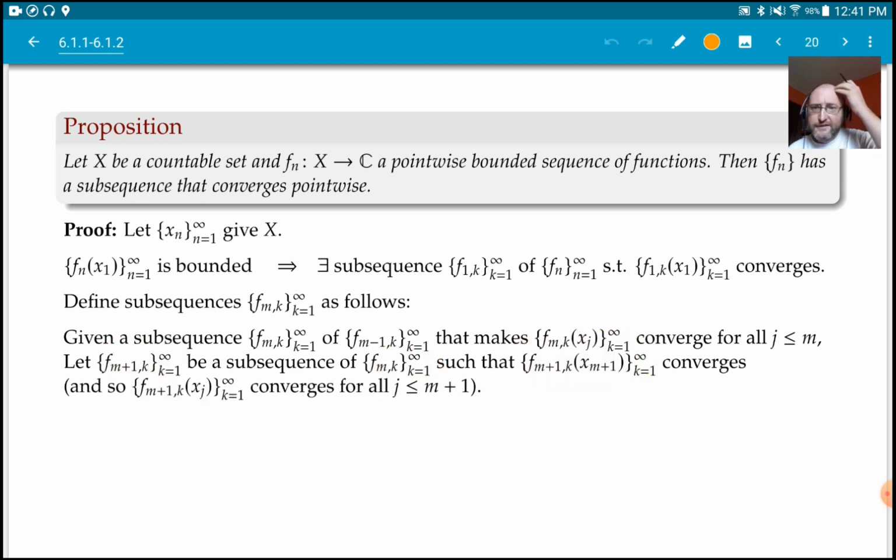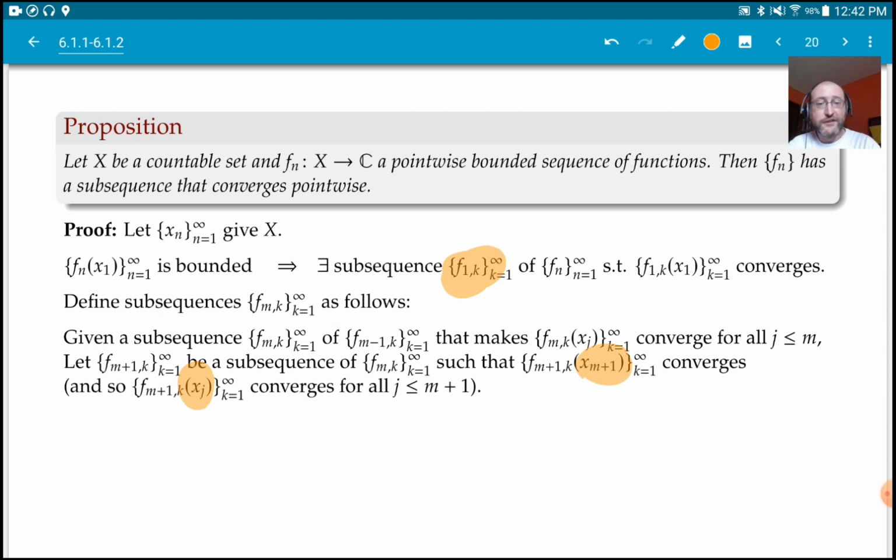Now, because this is a subsequence of the mth subsequence, which is a subsequence of the (m minus 1)th subsequence, and so on, this actually converges not just at x_(m+1), it converges at all the x_j, because it's a subsequence of a subsequence that converged there. For example, it's a subsequence of the first one, and that converged at x1, so therefore this one also converges at x1.